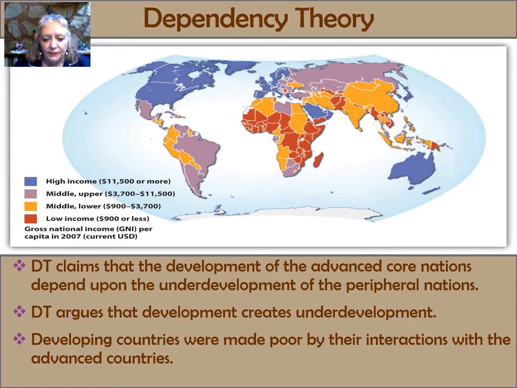Dependency theory claims that the development of the advanced core nations that we were just talking about in the slide before depend on the underdevelopment of the peripheral nations. Dependency theory argues that development creates underdevelopment. It's a barrier to development in many countries. And developing countries were made poor by their interactions with the advanced countries.